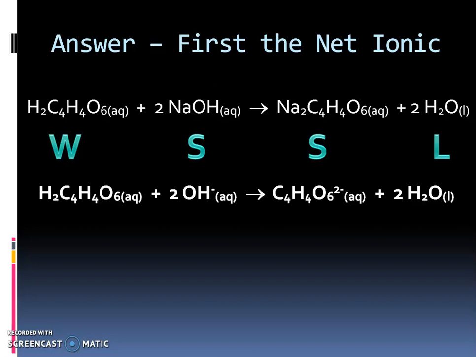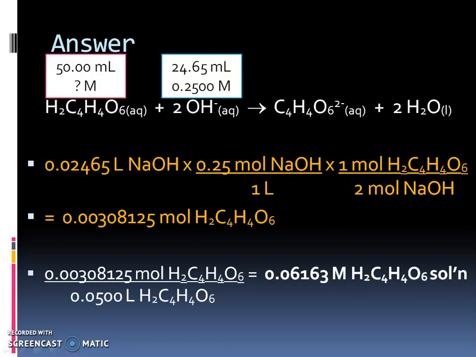Hopefully you came up with this, and you do need the aqueous, you do need the liquid, you do need the correct coefficients, and you also need the correct charges. So now your second part, again, to me, it's like a stoichiometry problem. So now that I have a net ionic equation, I can put in my information above or below the substance in my reaction. And now I can basically use stoichiometry to get from one to another.